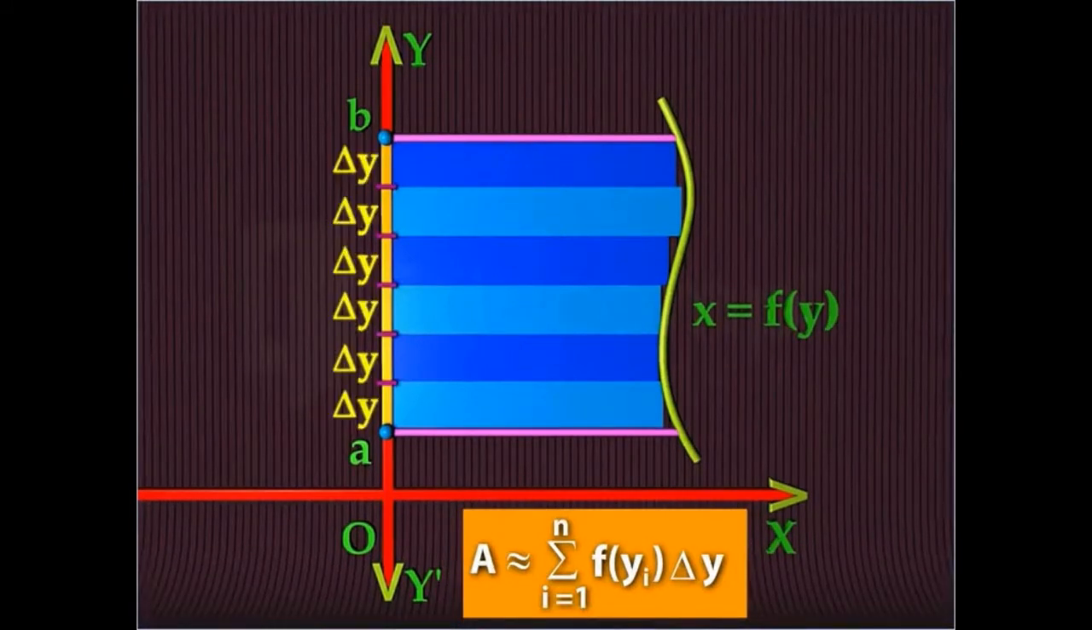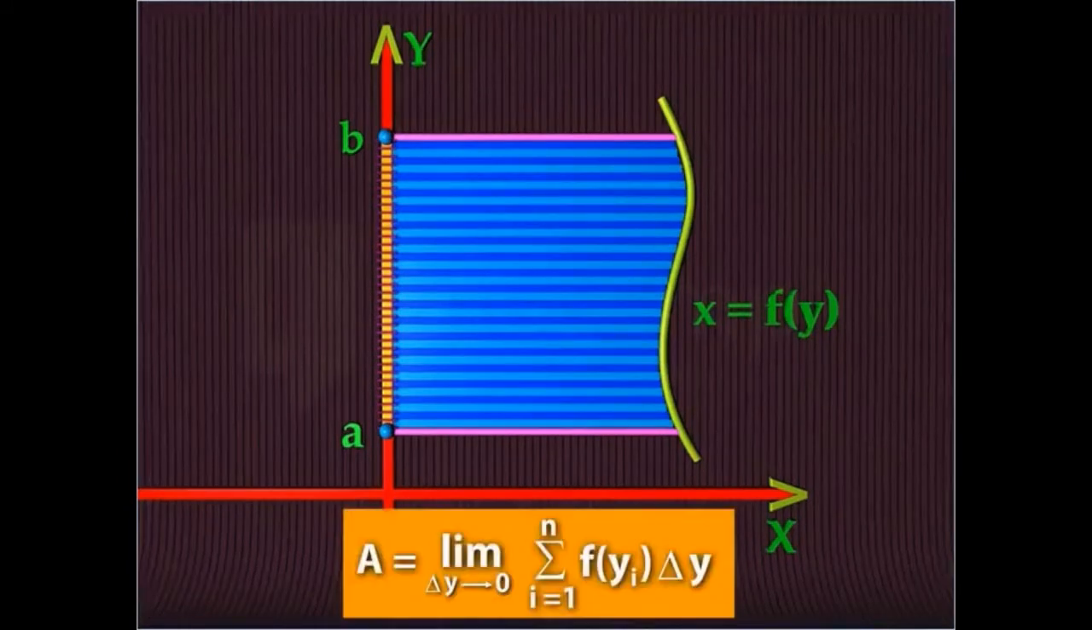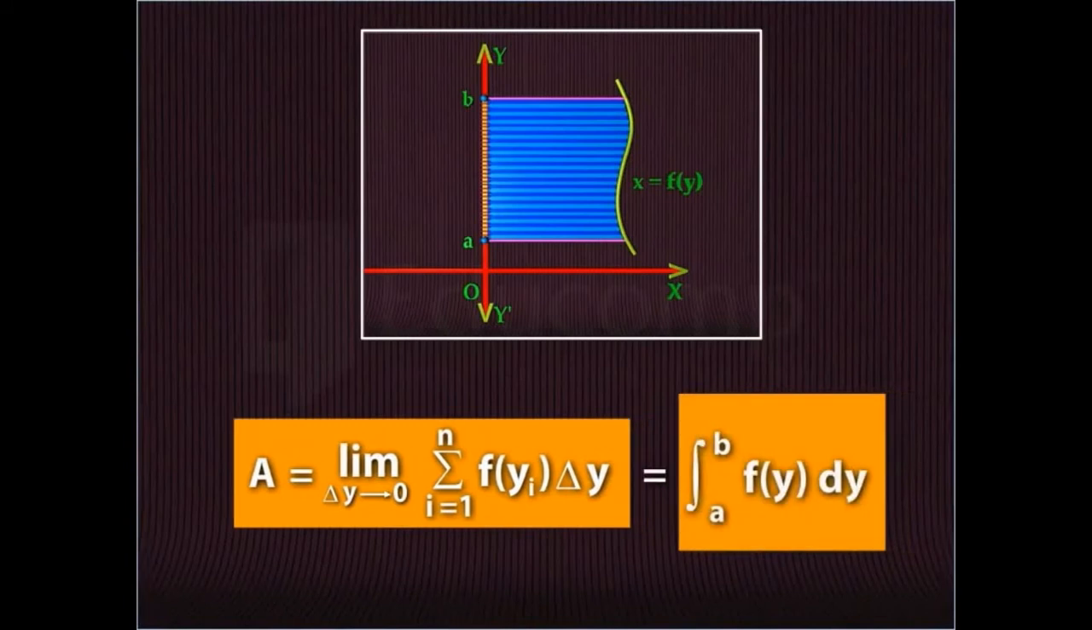When delta y approaches 0 in all the rectangles, the number of rectangles approaches infinity and the approximate area becomes more exact. This limit of sum is symbolically expressed as the definite integral from a to b of f of y dy.